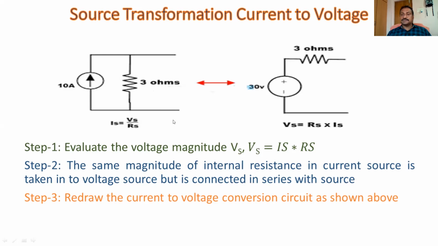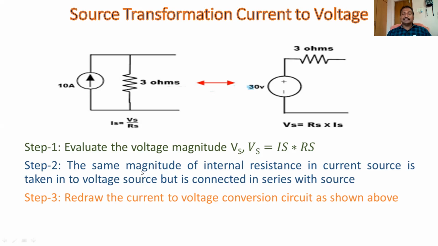Now we follow the steps. Step 1, evaluate the voltage magnitude. What is the formula for V? I into Rs. Therefore, 10 into 3, 30 volts will be considered as an independent voltage source, represented with a circle, and plus and minus is represented as a voltage source. The magnitude is Vs, that should be equal to 30 volts.